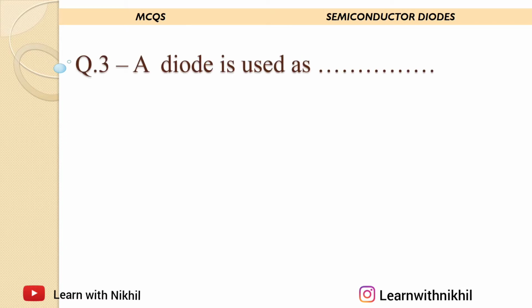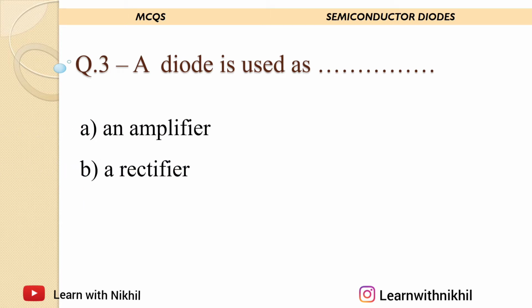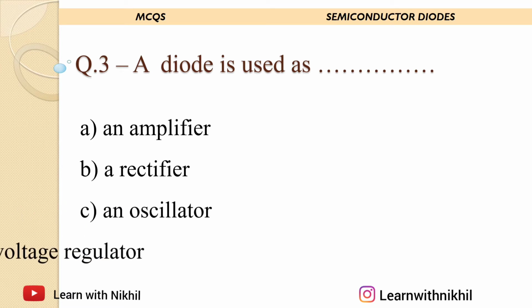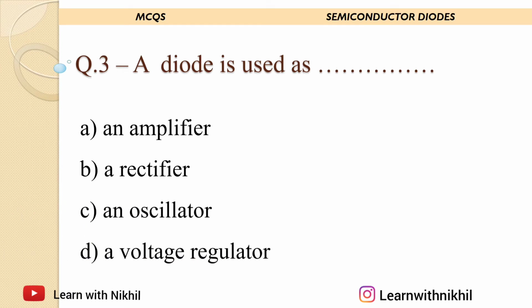Next question, diode is used as A, an amplifier, B, rectifier, C, an oscillator or D, as a voltage regulator. So the answer is rectifier.